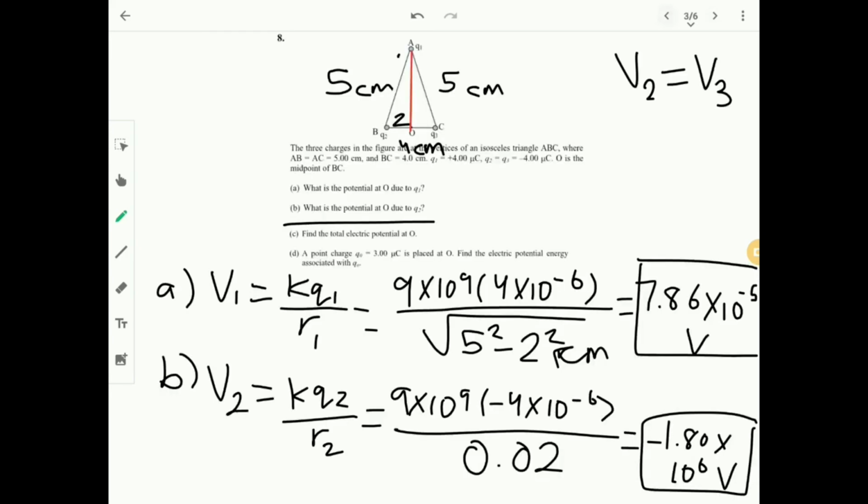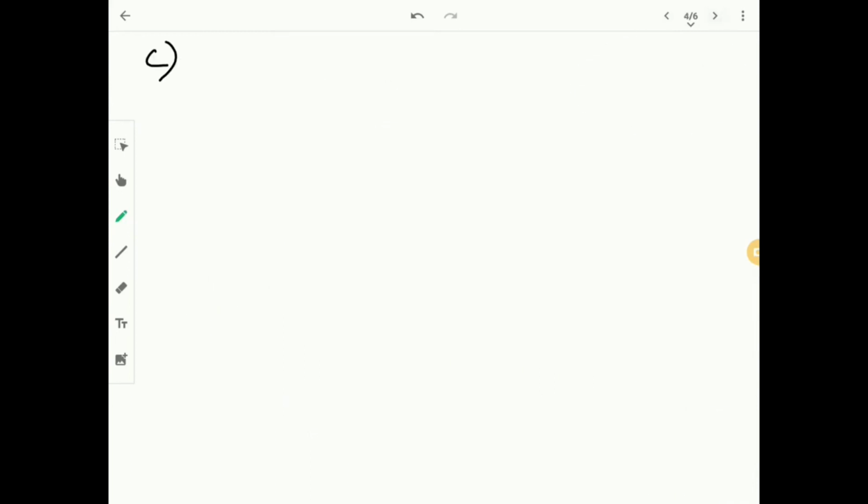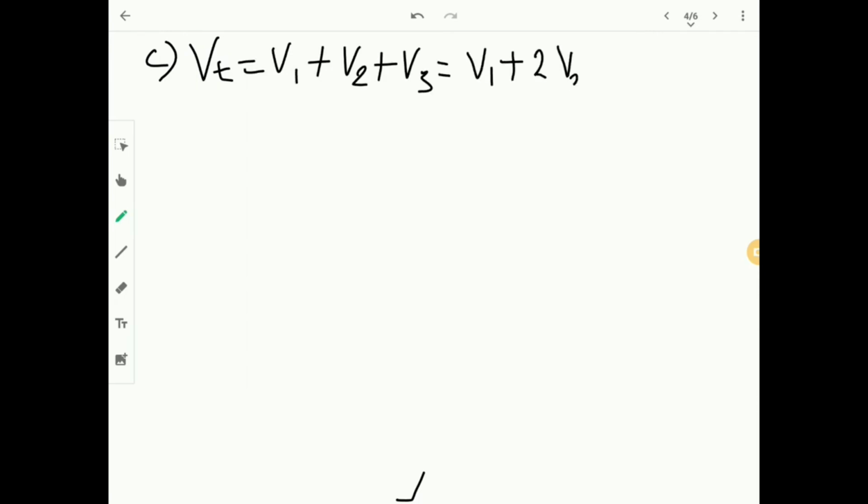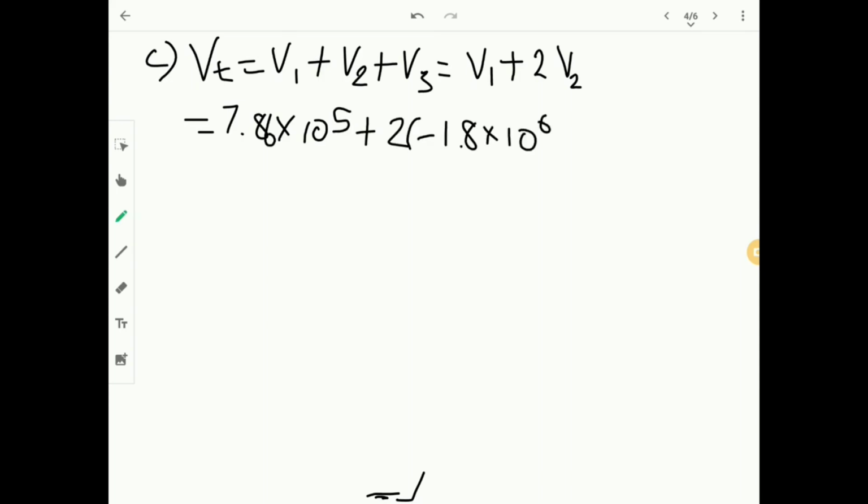Part C now. Total electric potential at O. So what we have to do is V1 plus V2 plus V3, and using this we can find our answer. So let's call this V total equals V1 plus V2 plus V3, which is simply V1 plus 2V2, which is, let's write this like this, 7.86 times 10 to the minus 5 plus 2 times minus 1.8 times 10 to the 6, and we should get minus 2.81 times 10 to the power of 6 volts.